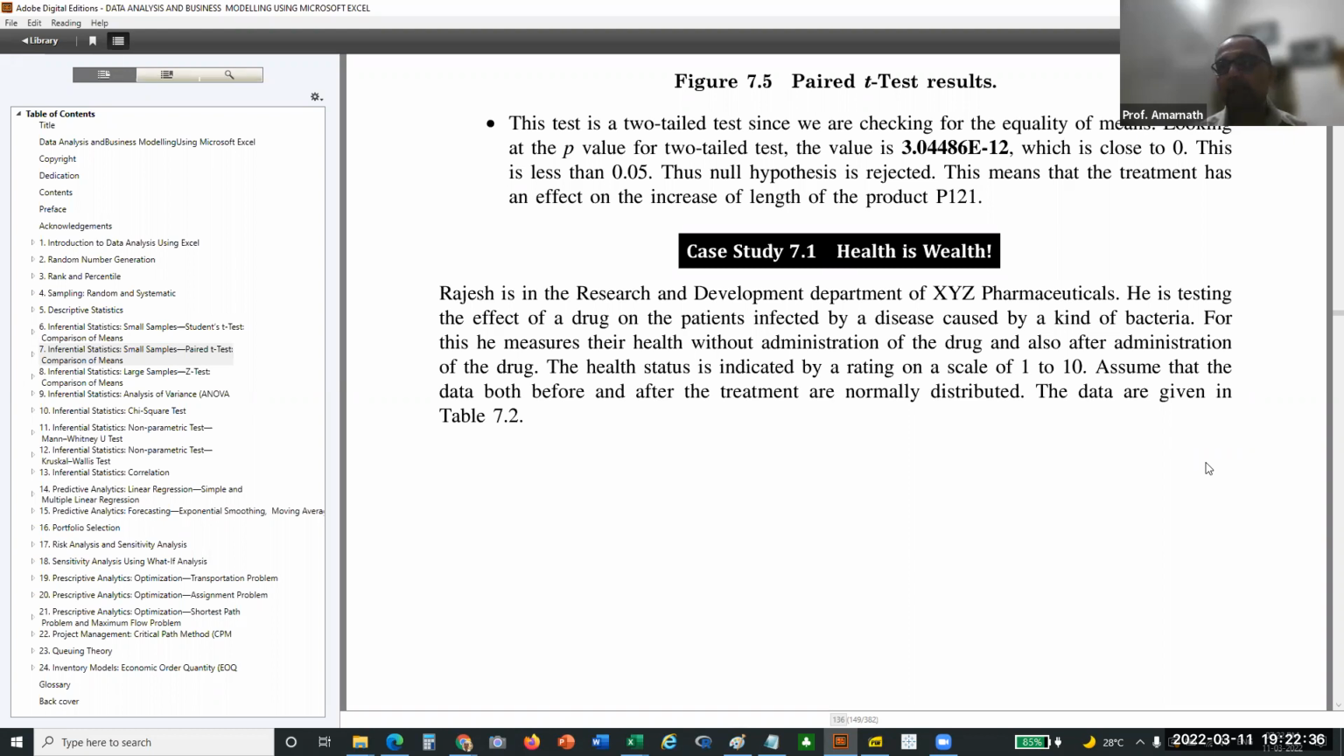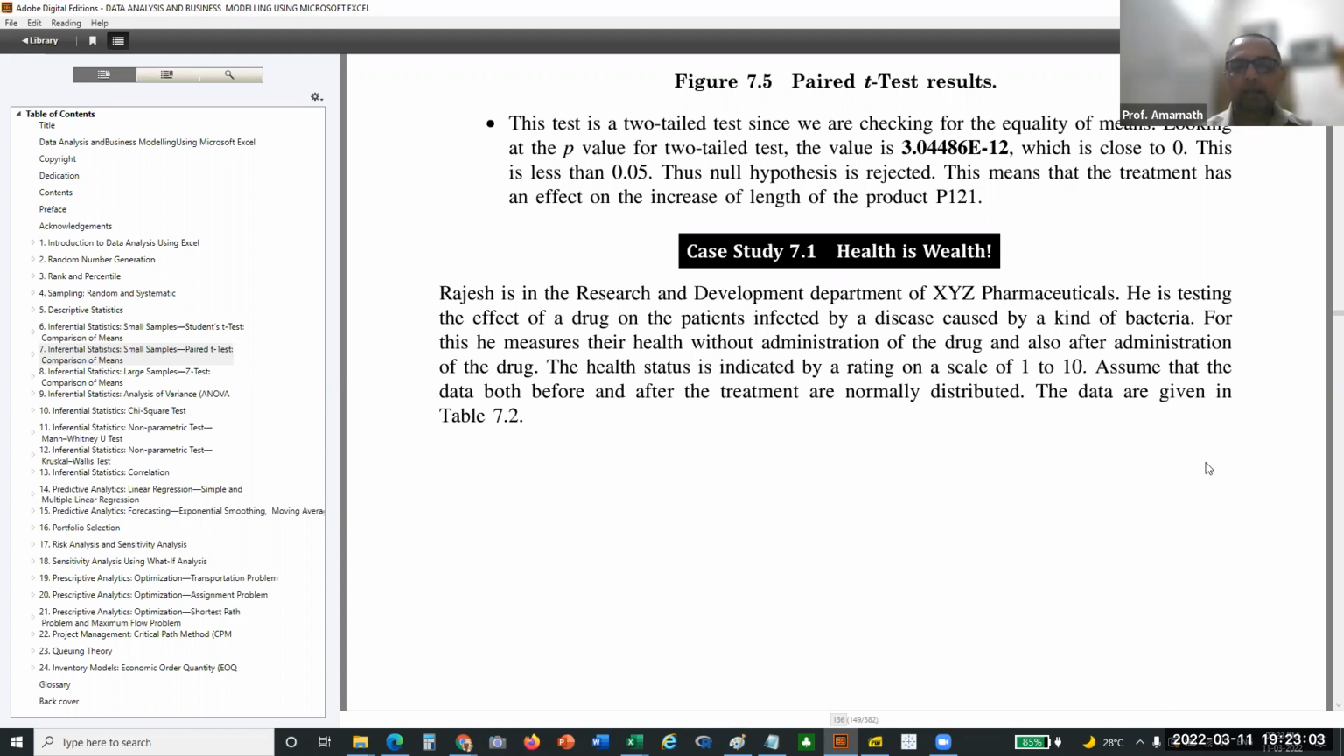A rating means a combined index value. For example, BP, sugar, heart rate, and about 10 columns of data are mixed into one index or one rating. That is analyzed: how the individuals were before, and how they look after administration of the drug. So health status is indicated by a rating.